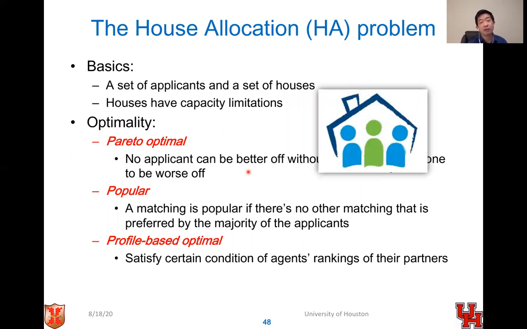Let's give an example, house allocation. Basically a set of applicants for a set of houses. In this case, the applicants have a preference list over the houses, but the houses have no preference over the applicants, but the houses have capacity. So basically you can find solutions for Pareto optimal, popular, and profile-based optimality.